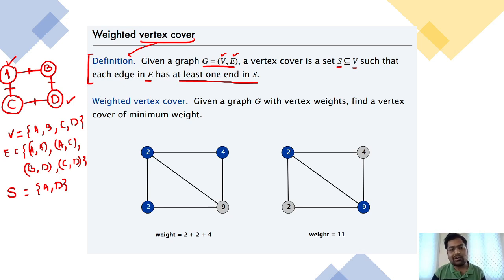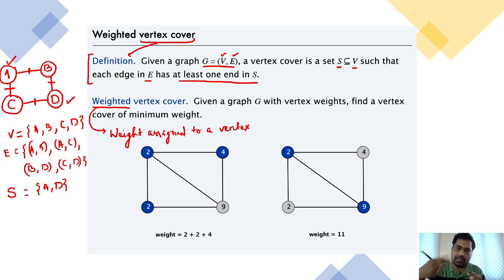Next, for the weighted vertex cover, weighted means a weight is assigned to a vertex. That's why whenever we say weighted vertex cover, we should say a weight assigned to a vertex. Then only we can operate on the vertex cover. If the weight is not assigned, we cannot find a weighted vertex cover.